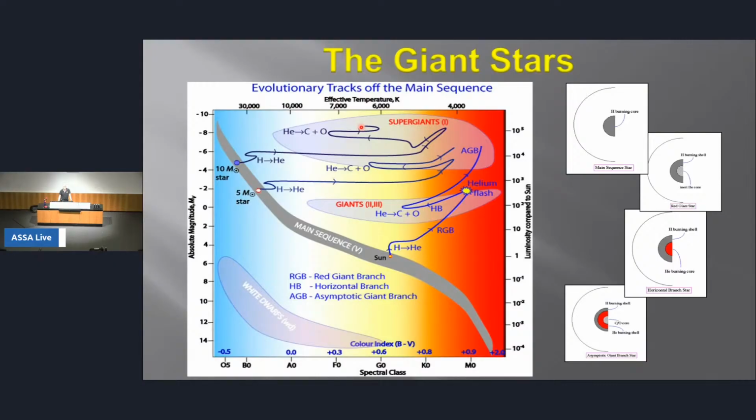You cannot fuse iron to produce energy. The only way to fuse iron is to put energy into the reaction. So at that point, all fusion stops and the core collapses and it becomes a supernova and promptly leaves the HR diagram, because what you'll have left is either a neutron star or a black hole, which we'll explore in greater detail next month.